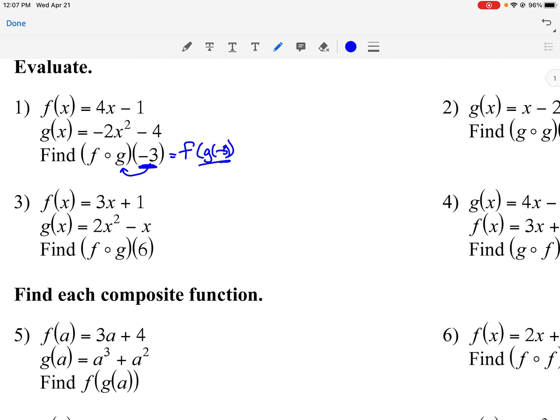And so we have to start in parentheses. We have to find what that g of -3 is. So we take the -3 and we plug it into g. So here's our g function up here. So let's figure out what g of -3 is.